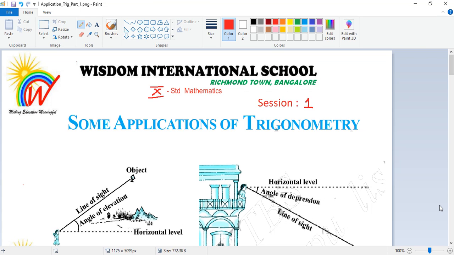Children, we'll start with the next chapter, some applications of trigonometry. Before the vacation, we had completed the introduction to trigonometry chapter. Now we will do applications, how to apply these concepts, whatever we have learned so far, in our real life. We are going to basically see only the word problems in this chapter. So let's start.